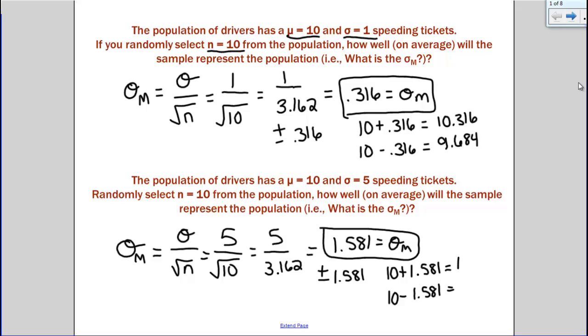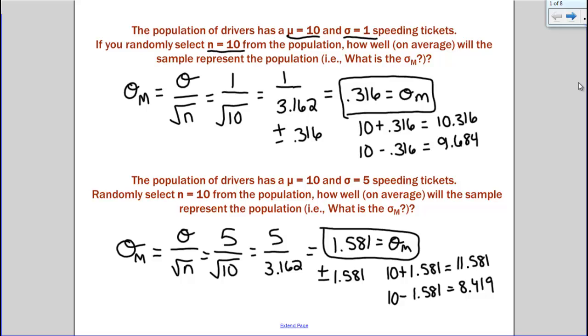So between 11.581 speeding tickets and 8.419. So the low end of the expected means from a sample size of 10 would be 8.419, up to the high end that we would expect, 11.581.